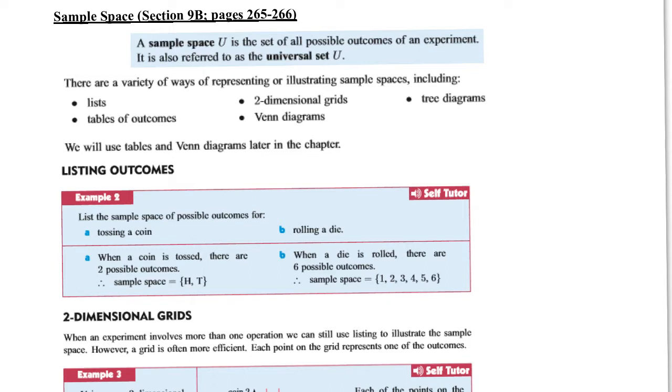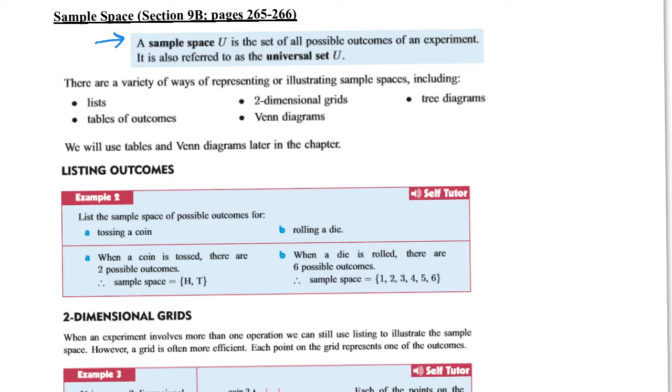So in this section we're going to talk about sample spaces, and first to define it, a sample space is a set of all possible outcomes of an experiment. It's also referred to as a universal set if we bring back some language from the sets chapter.